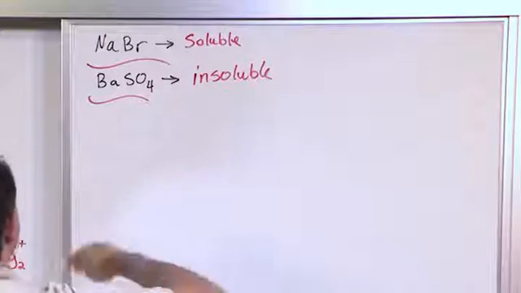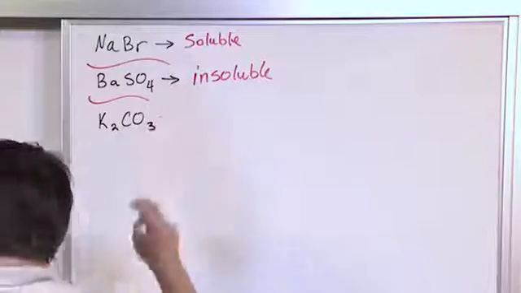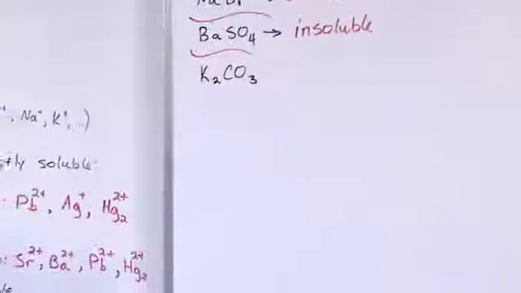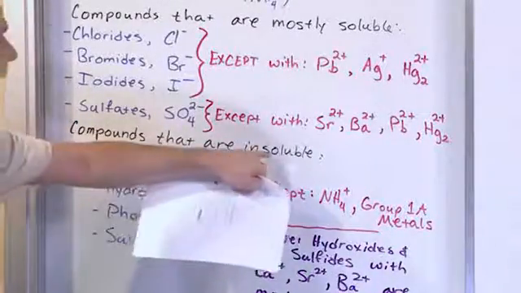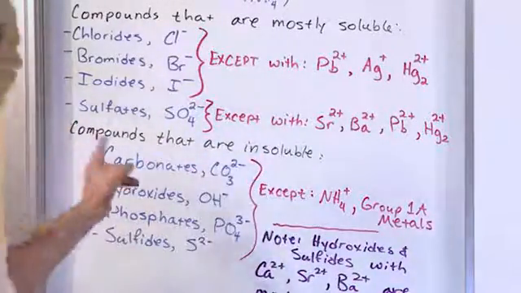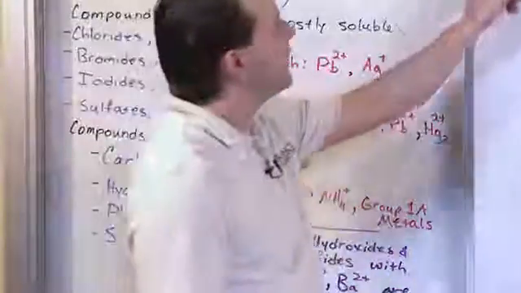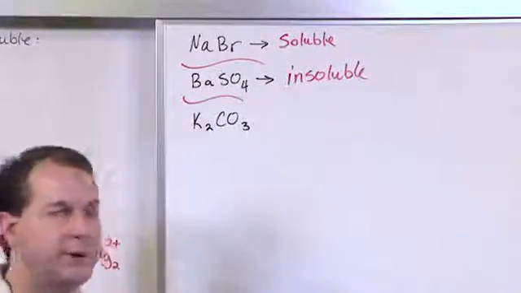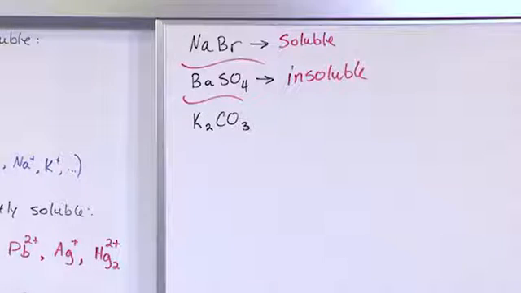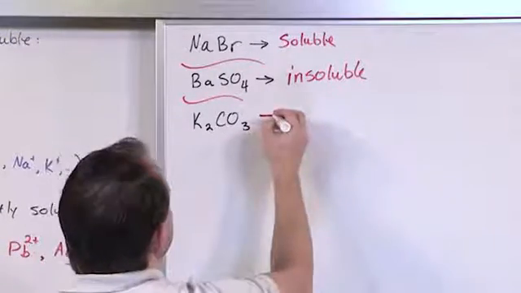What about potassium carbonate, K2CO3? Down here, potassium carbonate. So you look at your list, you say, okay, I found the carbonates. Most of these guys are not soluble at all, but it says except ammonium combining with it or group 1A metals. You look at what's combining with it, potassium is a group 1A metal. That's on the first column of the periodic table. So you come down here and you say, well, most carbonates are not soluble, but this one's combined with an exception, so it is soluble.